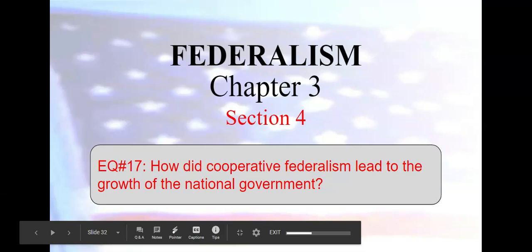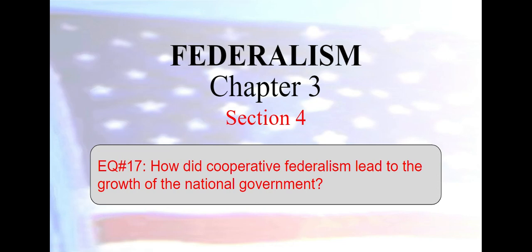All right, this is your Chapter 3, Section 4 presentation. And in this section, we're taking a look at how cooperative federalism led to the growth of the national government. So we're going to answer the essential question, which asks just that. How did cooperative federalism lead to the growth of the national government?